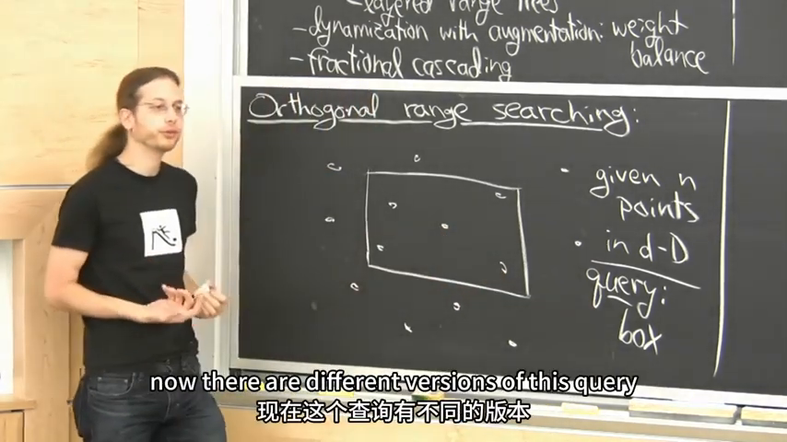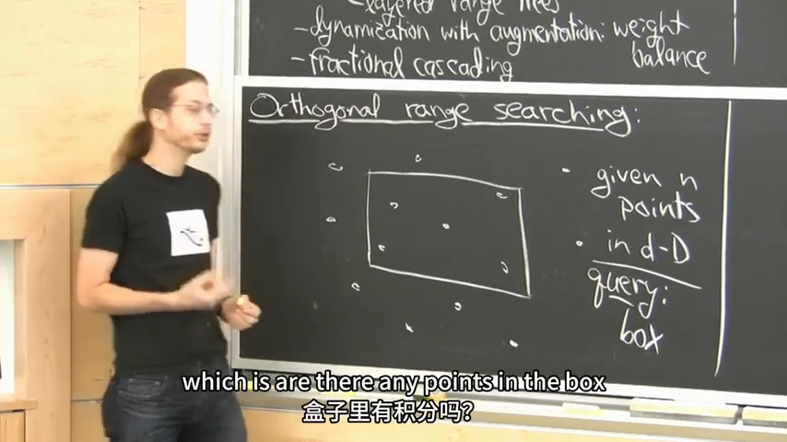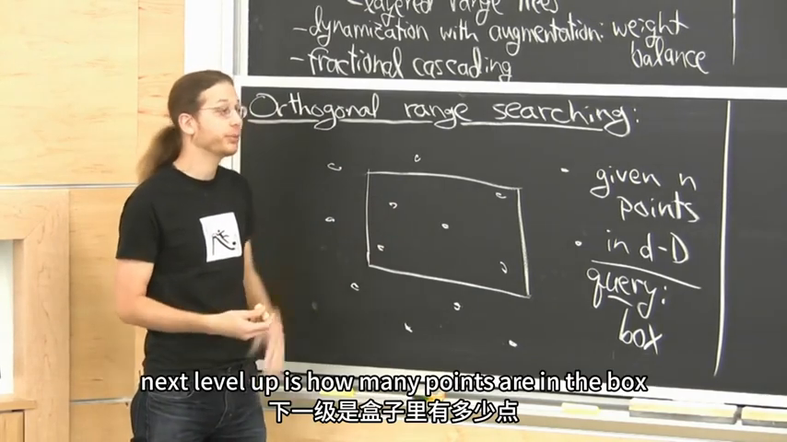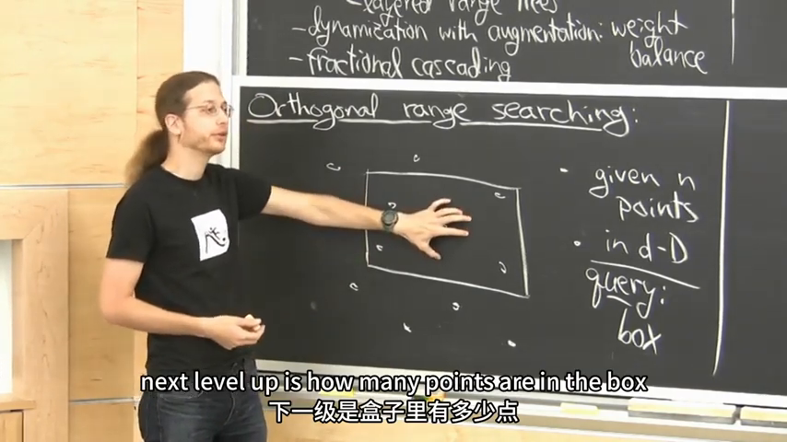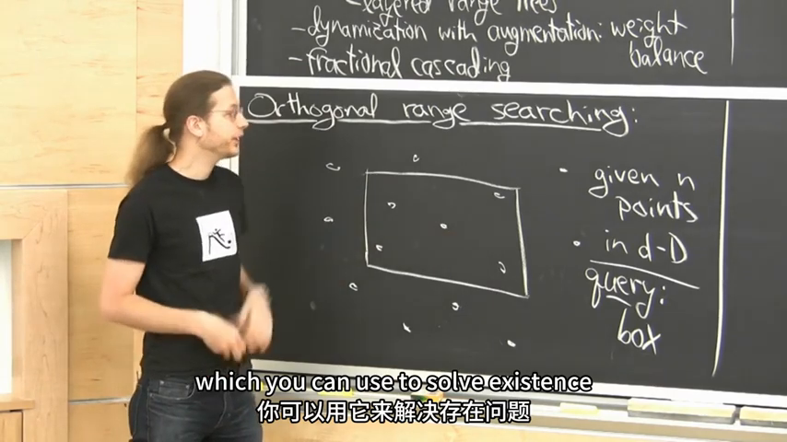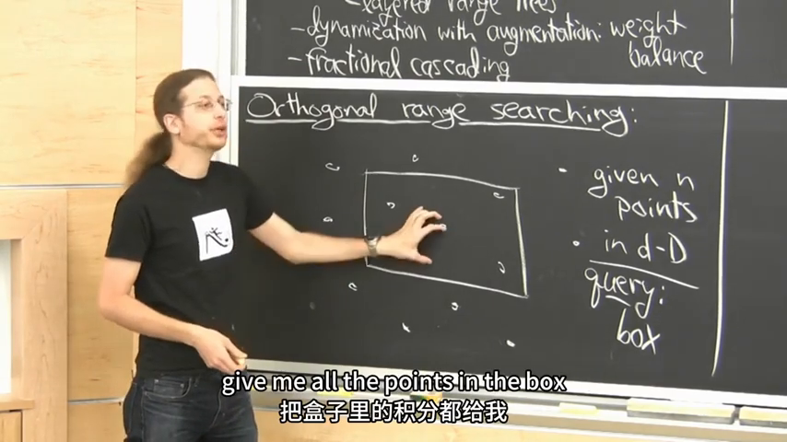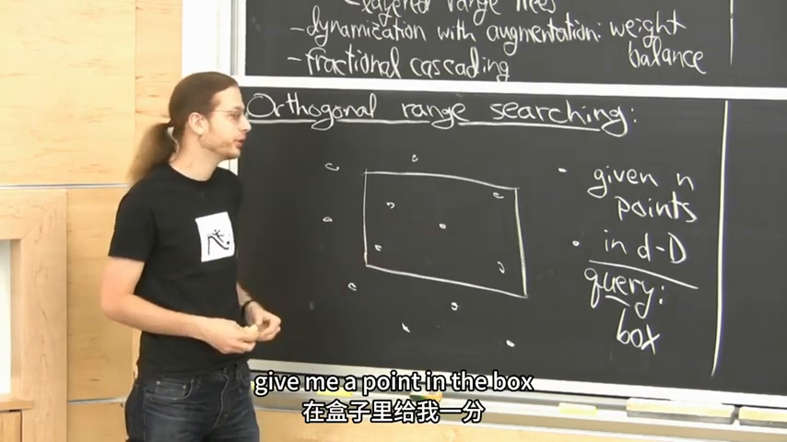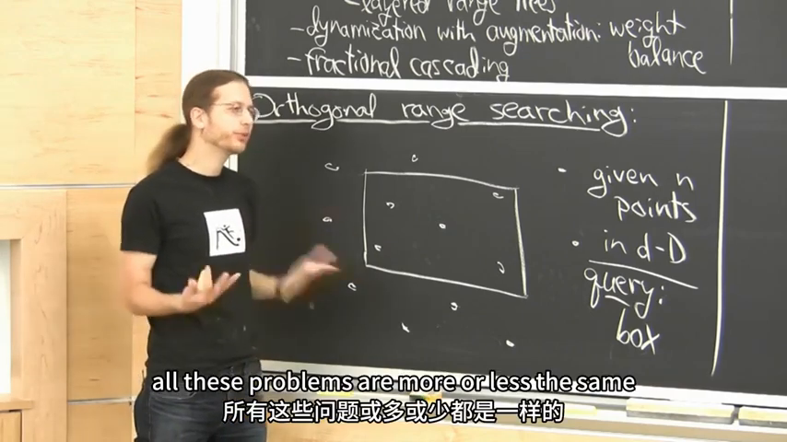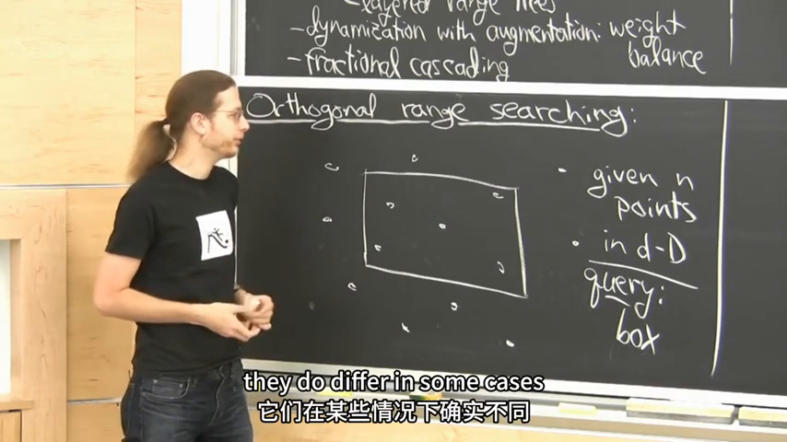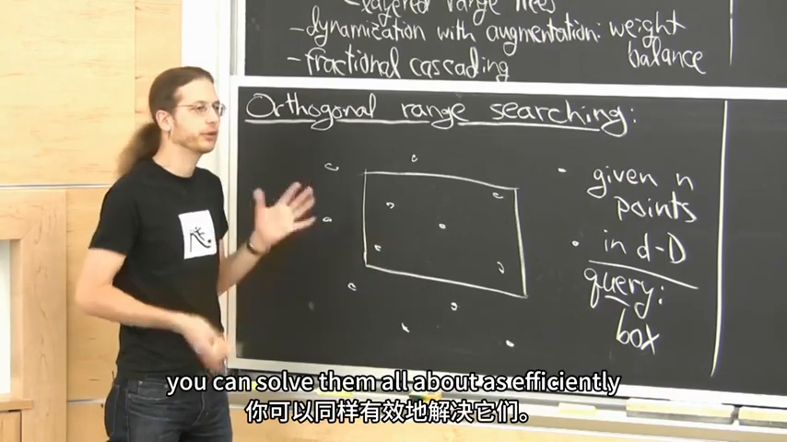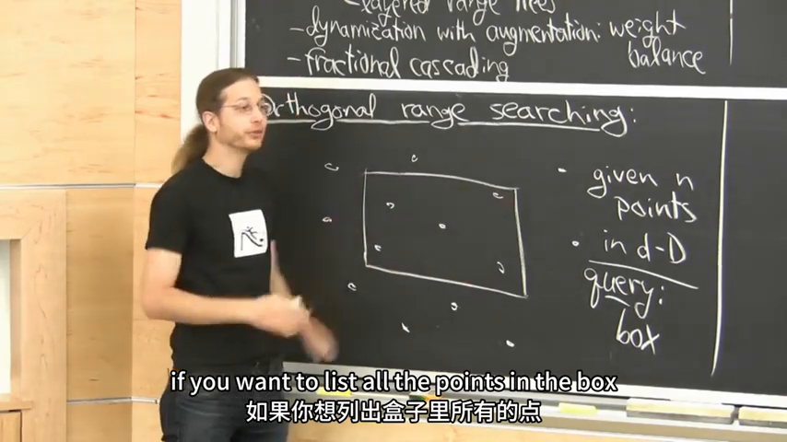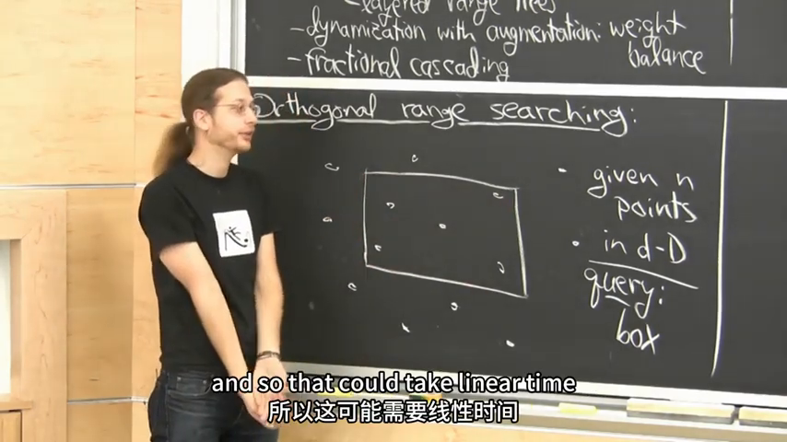Now there are different versions of this query. There's an existence query, which is are there any points in the box? That's sort of the easiest. Next level up is how many points are in the box, which you can use to solve existence. Next level up is give me all the points in the box, or give me 10 points in the box, give me a point in the box. All these problems are more or less the same. They do differ in some cases, but the things we'll see today, you can solve them all about as efficiently. But of course, if you want to list all the points in the box, it could be everything, and so that could take linear time.